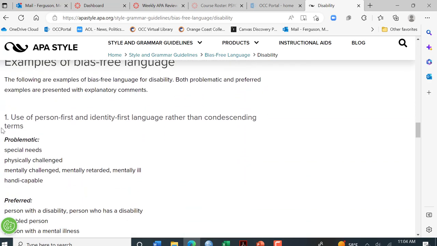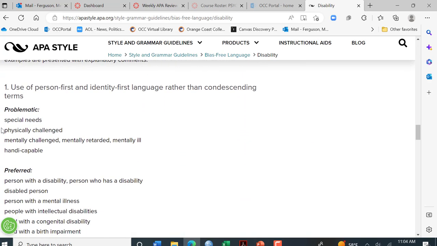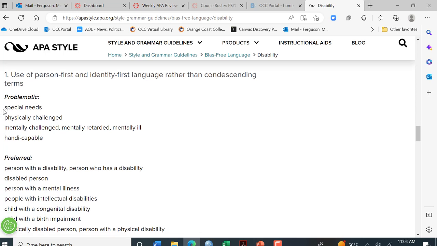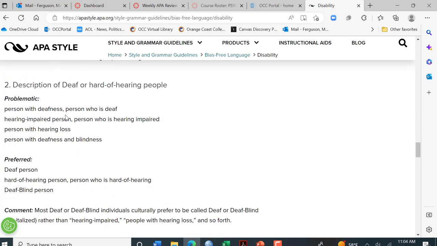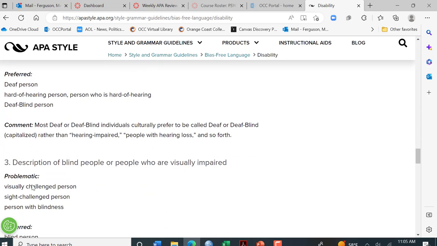I'm just going to go down here to, again, these examples of bias-free language. Problematic would be somebody that's special needs or physically challenged. You could say a person with a disability, or a person with a mental illness, instead of using mentally challenged or mentally ill. People who are deaf prefer identity-first language, so a deaf person or a deaf-blind person would be okay.